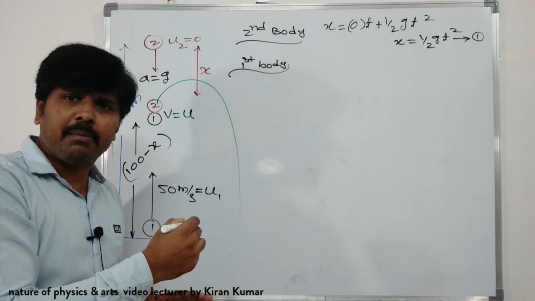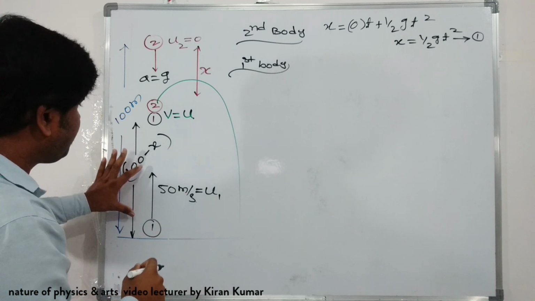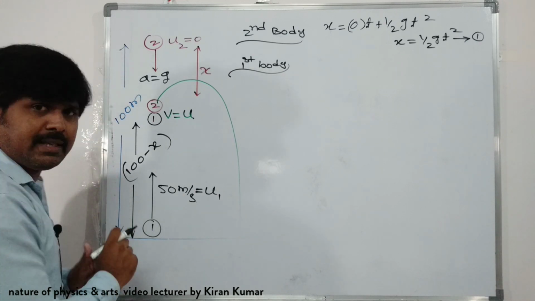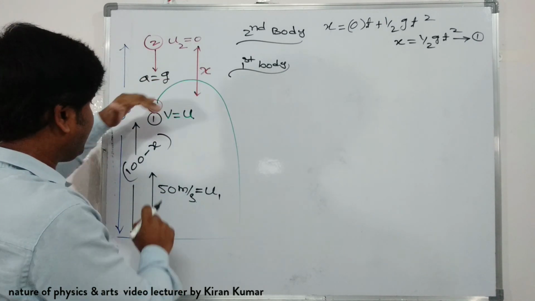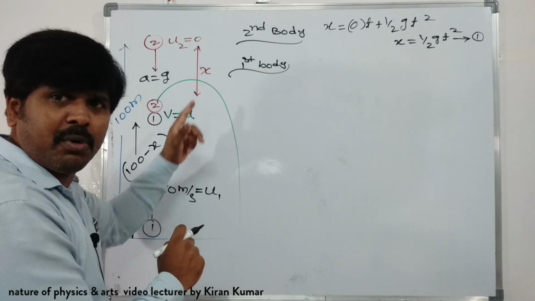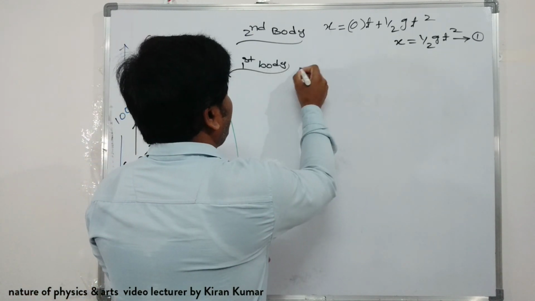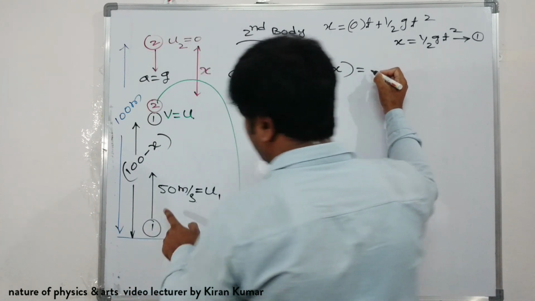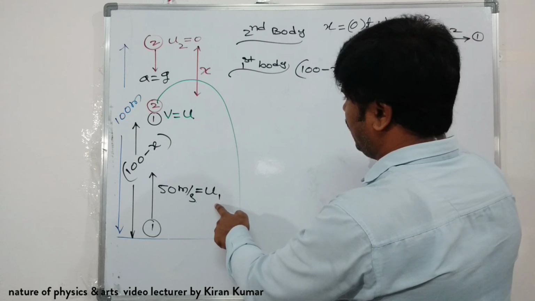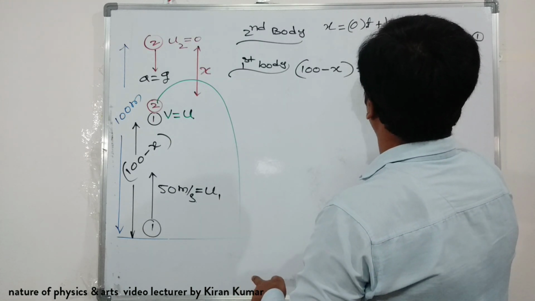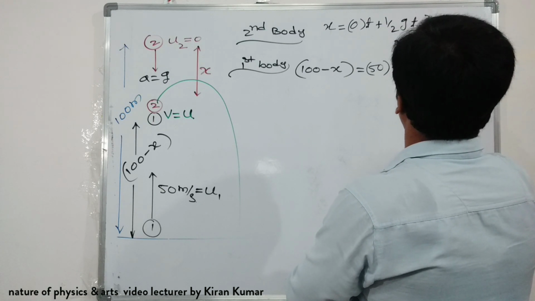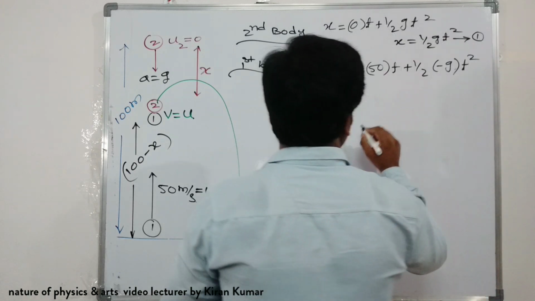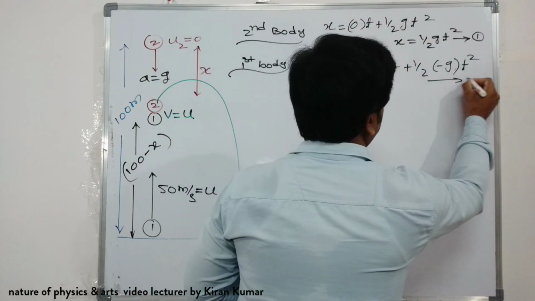Continuing, next I am going to write for the first body. Using the same formula, the distance traveled by the first body is 100 minus x, because the total distance between the two bodies is 100, and the first body travels 100 minus x while the second body travels x. Then 100 minus x is equal to ut, where u is u1, that is 50, into t, plus 1 by 2 into minus g into t square. This is taken as equation number 2.